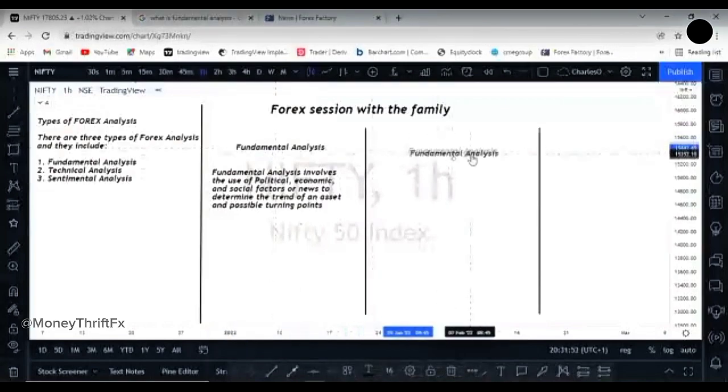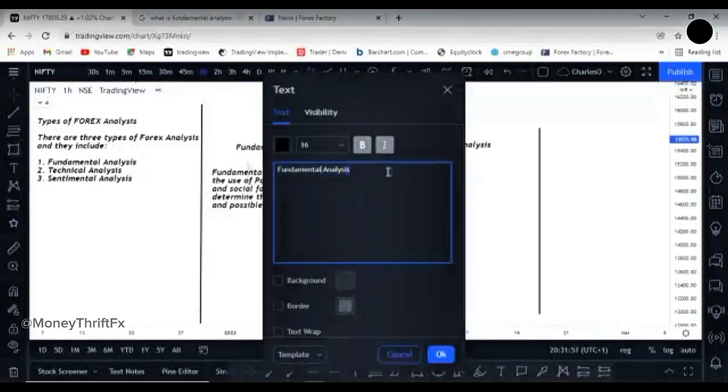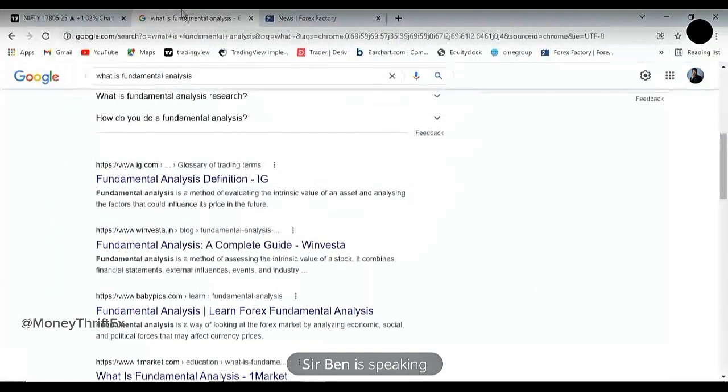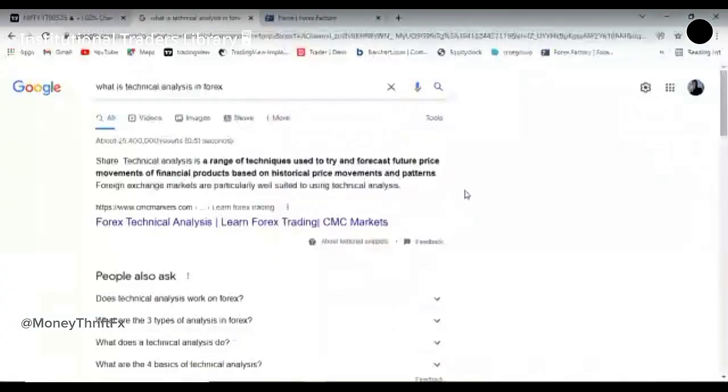So then over to the next type of analysis, what is technical analysis? So we have technical analysis. So now let's look at what is technical analysis. Technical analysis is a range of techniques used to try and forecast future price movements of financial products based on past historical price movements and patterns, right?